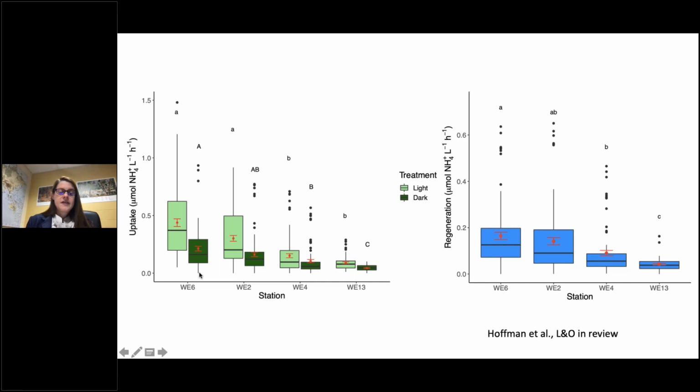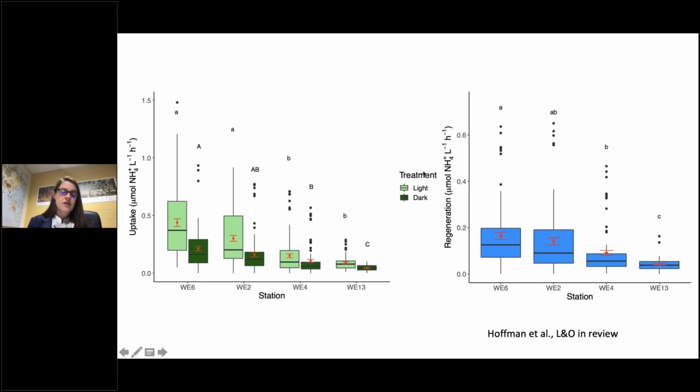So these graphs are all going to be displayed in relatively similar order, right? We have the stations here at the bottom. So we've got WE6 coming from Maumee Bay, then WE2, WE4 is the one from the Detroit River, and WE13 is the farthest away one. And that's shown here for both the uptake and regeneration numbers.